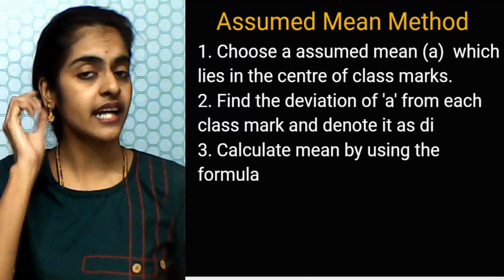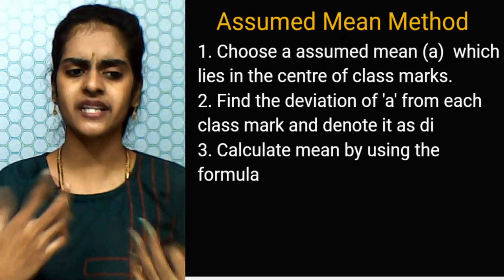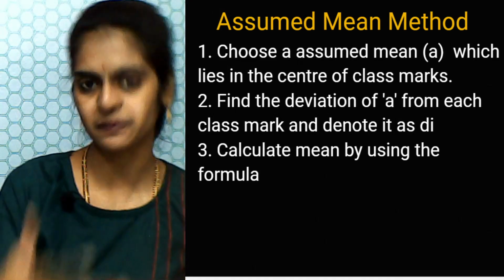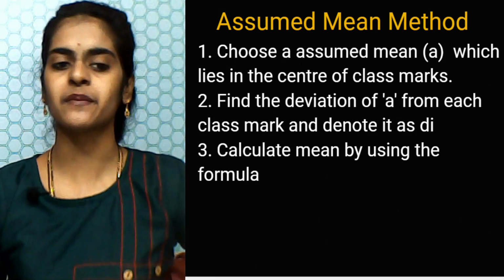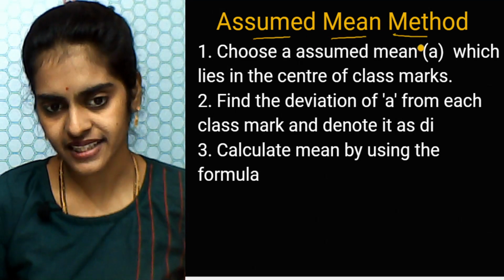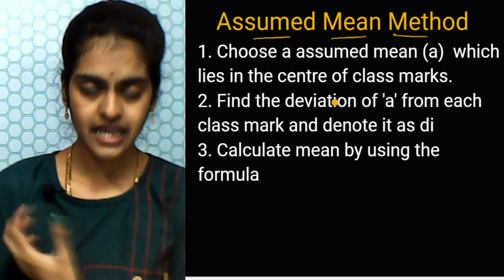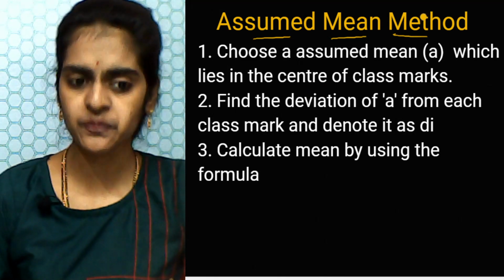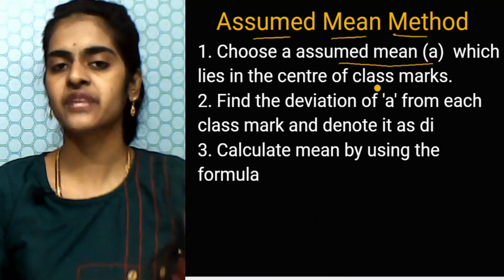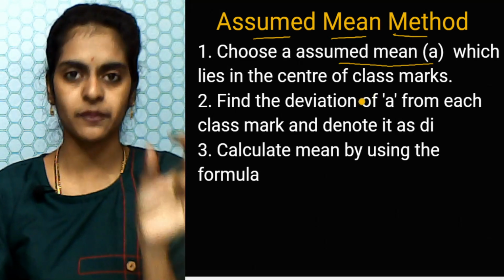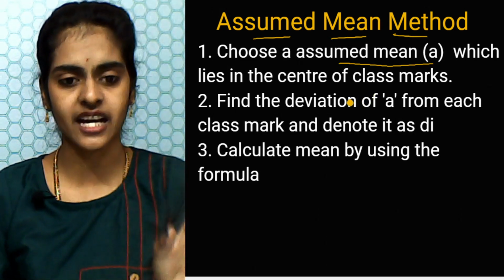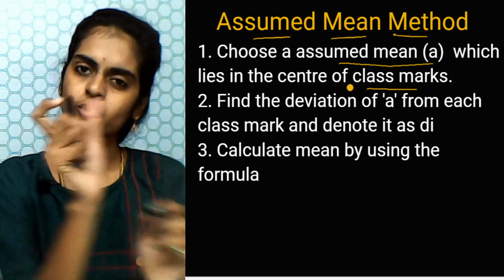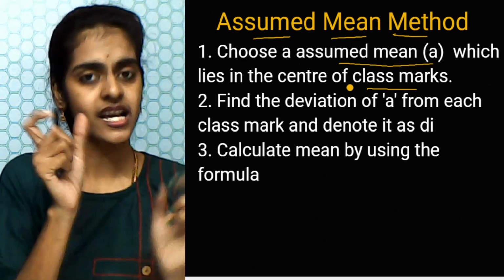Okay, and also you can get more accuracy, because we may sometimes make mistakes while calculating. So to maintain accuracy and to give correct answers, the assumed mean method is found out, and this will save our time as well as give us correct answers. It will decrease the errors in calculation. Okay, so in this assumed mean method, you will choose one class mark as the assumed mean, which lies in the center of the class marks.